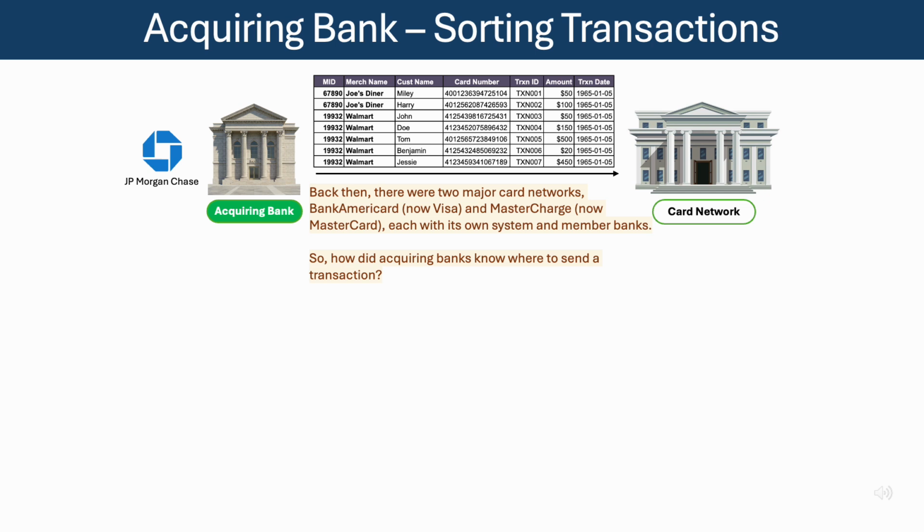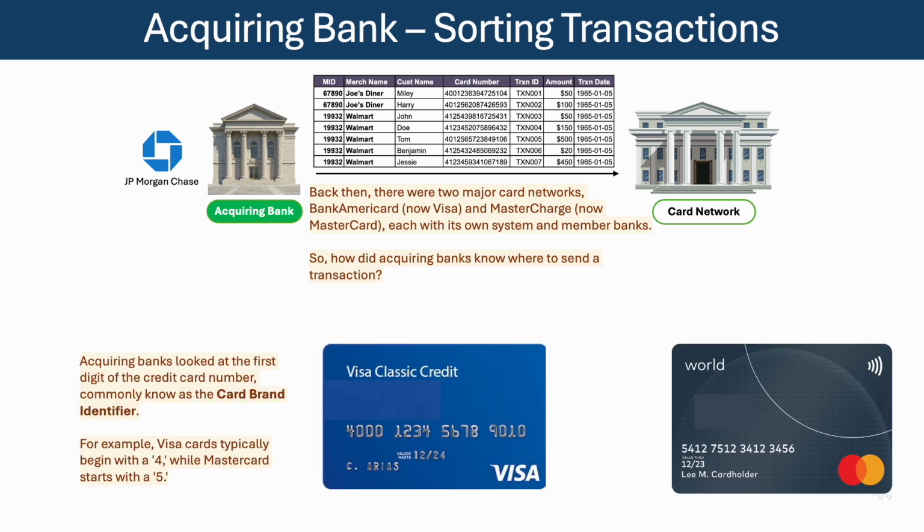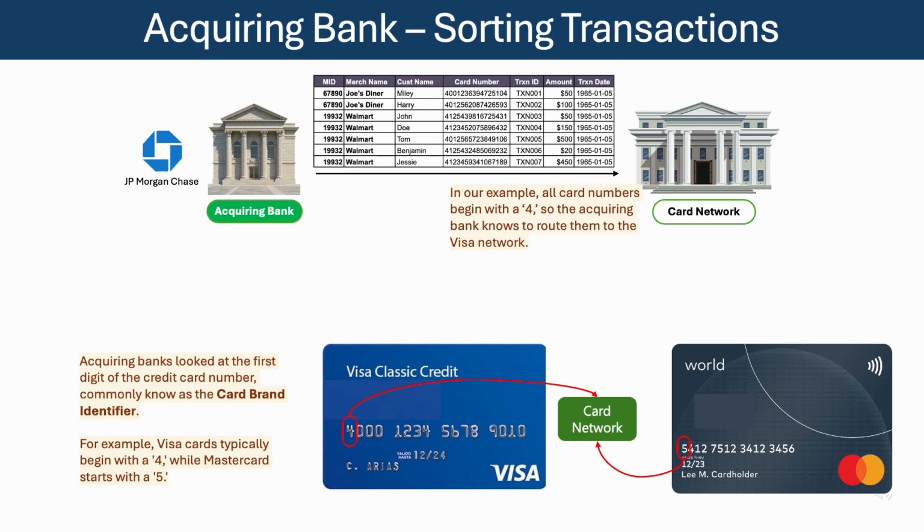Back then, there were 2 major card networks, Bank AmeriCard, now Visa, and MasterCharge, now MasterCard, each with its own system and member banks. So, how did acquiring banks know where to send a transaction? Acquiring banks looked at the first digit of the credit card number, commonly known as the card brand identifier. For example, Visa cards typically begin with a 4, while MasterCard starts with a 5. In our example, all card numbers begin with a 4, so the acquiring bank knows to route them to the Visa network.